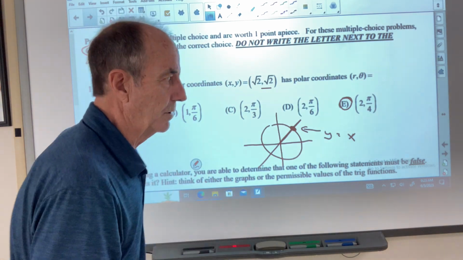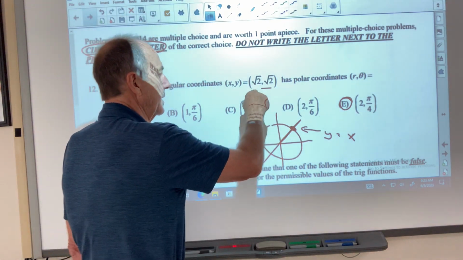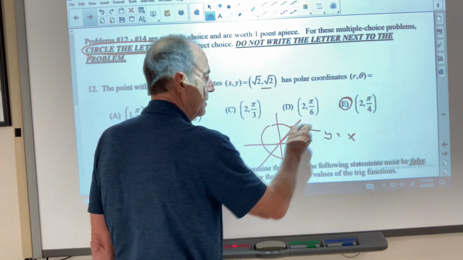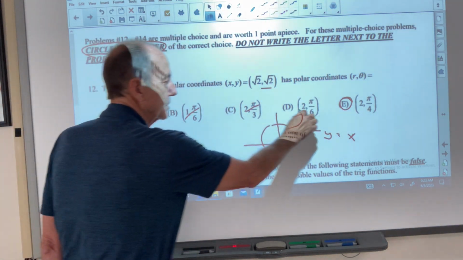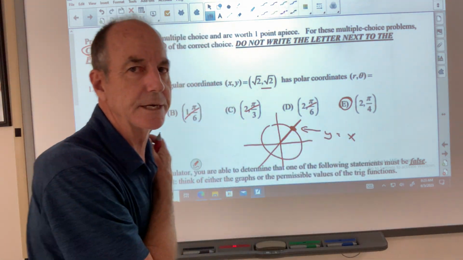It's just the square root of 2 over square root of 2. But it's pretty clear that x and y are the same, so we have to be on this line somewhere. And so pi over 4 is the angle. That's not right. Because just by process of elimination, you know the choice is E.